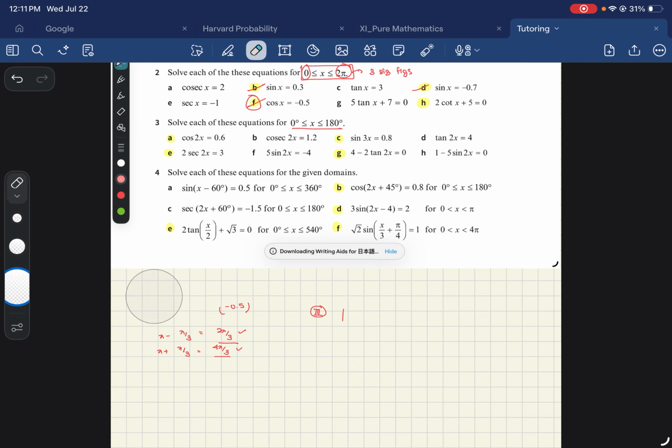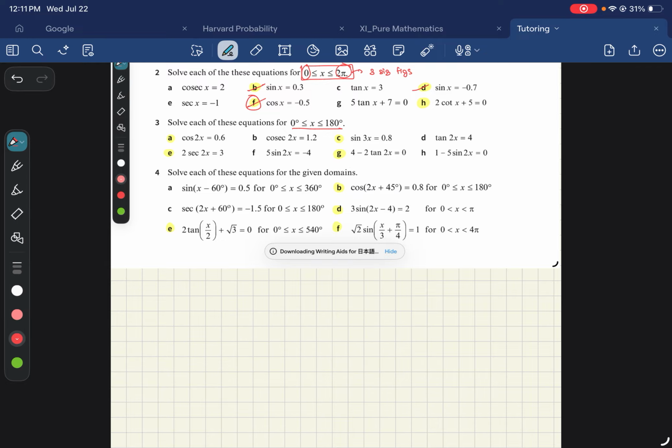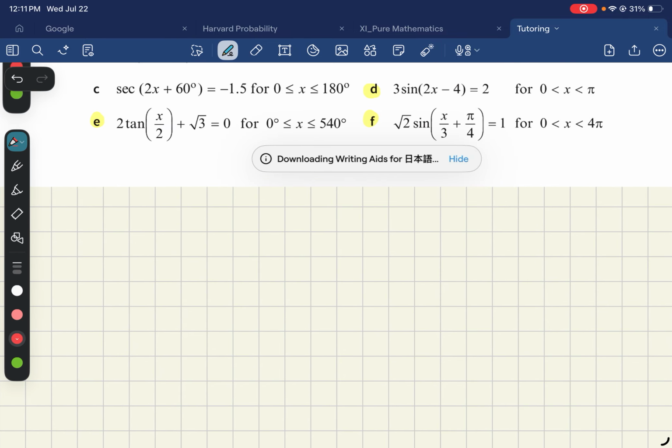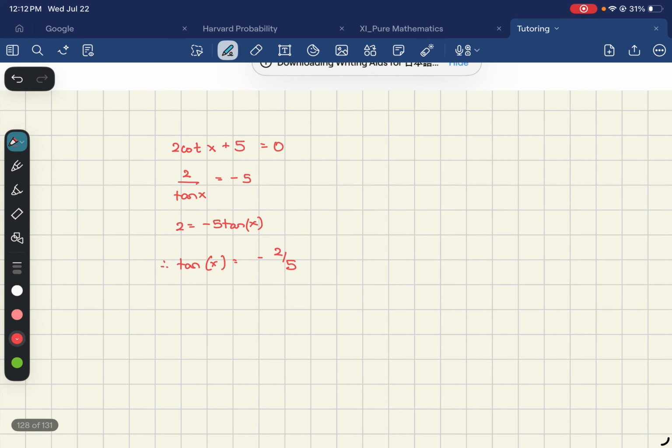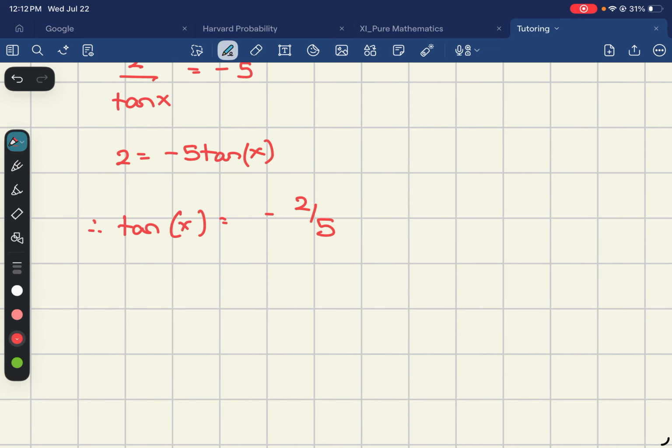So yeah, we're done. And we have 2 cot x plus 5 equals 0. To solve this, we can write it as 2 over tan x is equal to negative 5. I sent 5 to the other side and wrote cot x as 1 over tan x, so 2 is equal to negative 5 tan x. And therefore tan x is equal to negative 2 over 5. All right. And now x is just tan inverse of negative 2.5, but we are going to get a negative angle again.